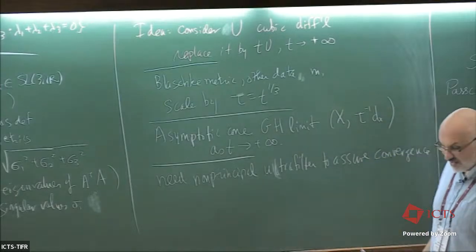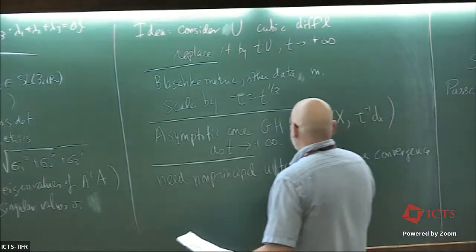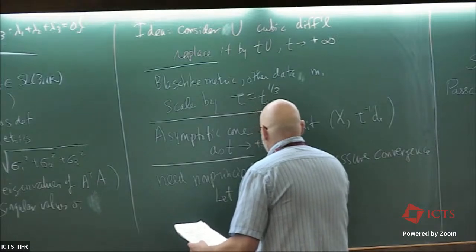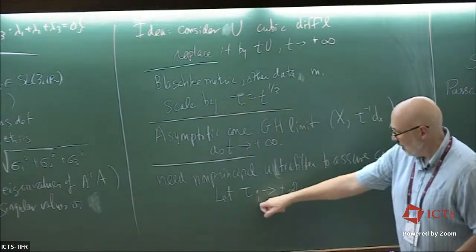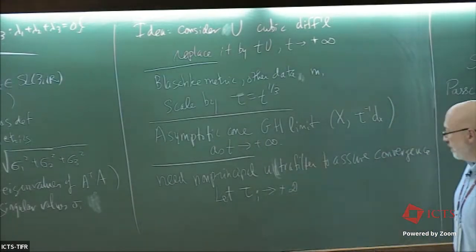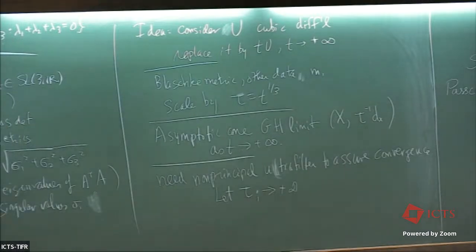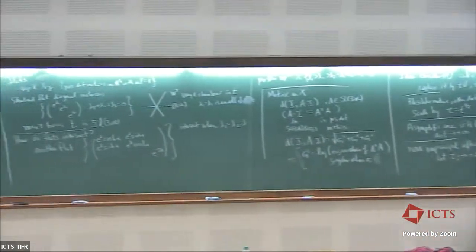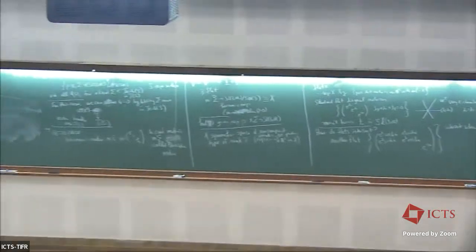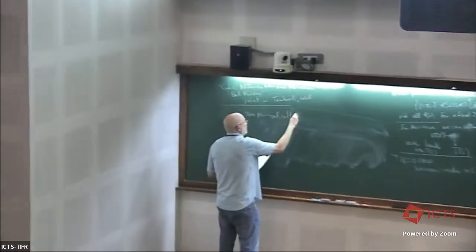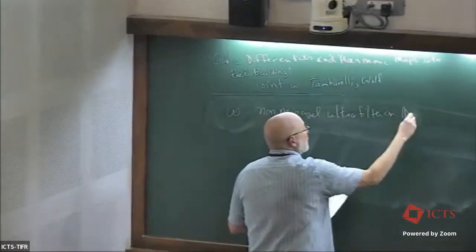So first of all, I'm going to do this in terms of tau. Let tau_i be a sequence going to plus infinity. Because the ultrafilter really works on the natural numbers, I want to reduce from this real limit to a sequence, first of all. And then we're going to have a non-principal ultrafilter on the natural numbers.